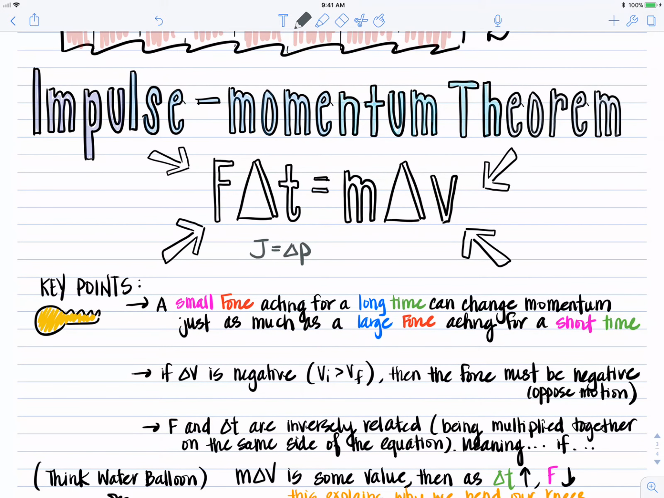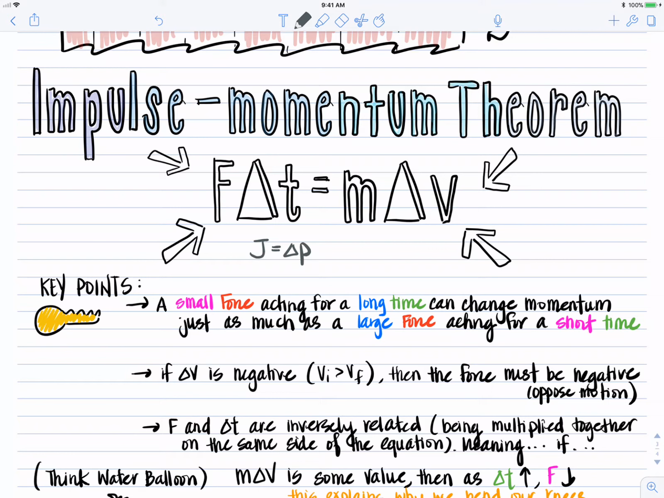Our next key point, F and delta t are inversely related. They're being multiplied together on the same side of the equation. So if we hold m delta v constant, meaning we're not going to change the delta v, let's say that a ball is flying at me and it has some initial velocity that I have no control over. So someone across the room threw it at me and I'm going to stop this ball so that VF is 0. Then m, mass, and delta v are out of my control. I can't change those inputs in the equation.